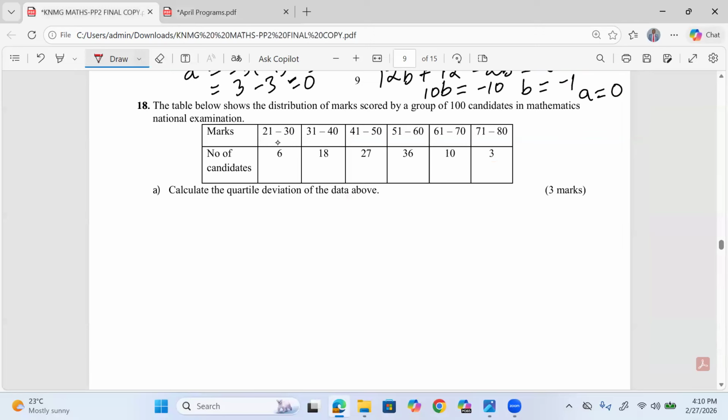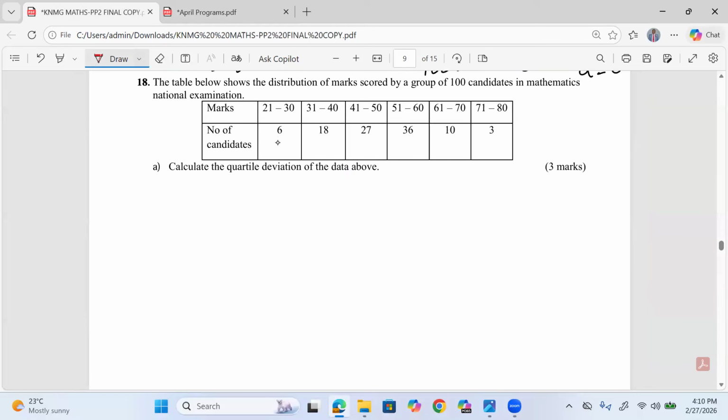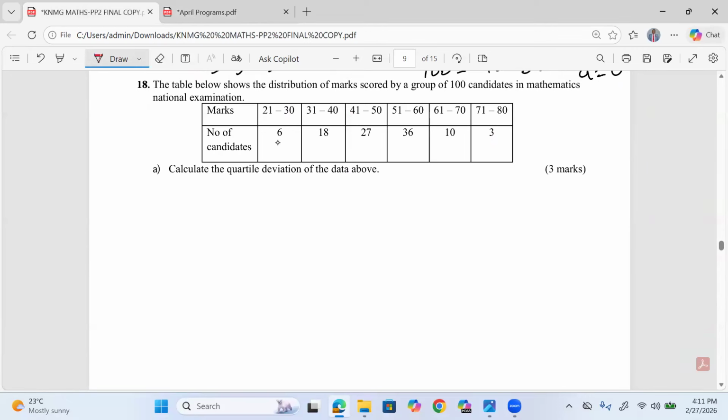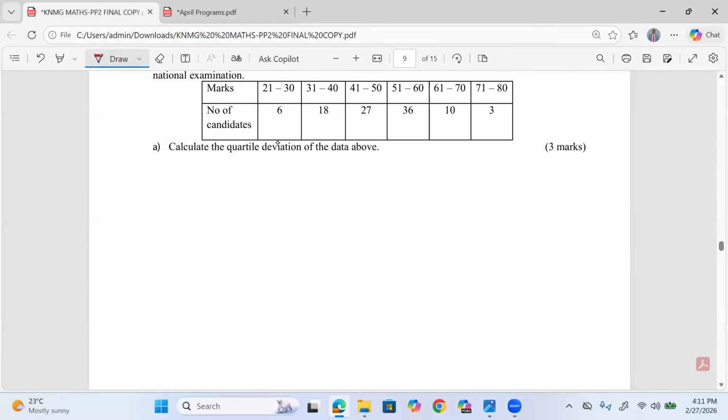Number 18. The table below shows the distribution of marks scored by a group of 100 candidates in a mathematics national examination. Calculate the quartile deviation of the data above. Quartile deviation.